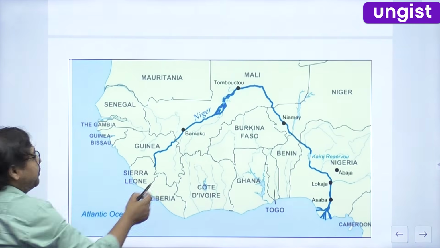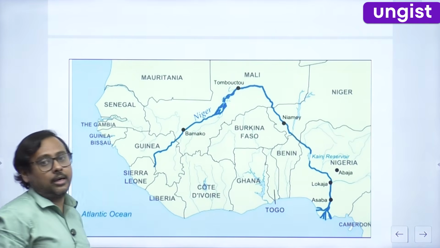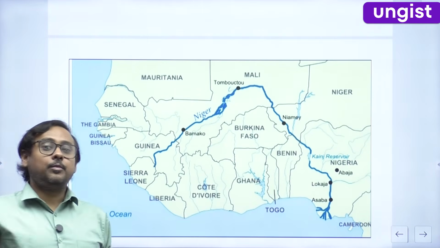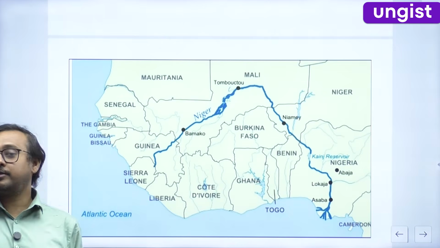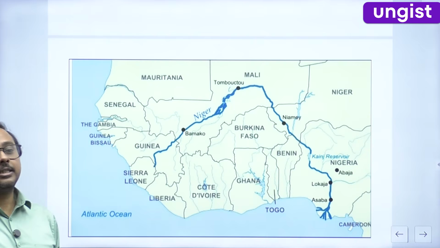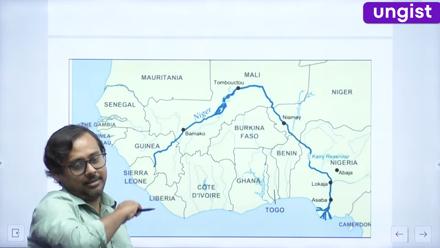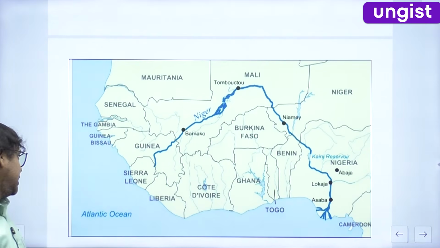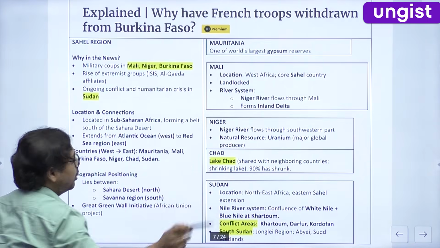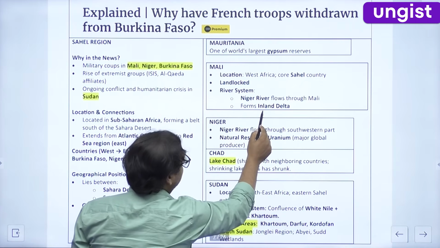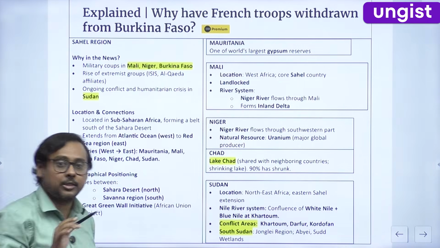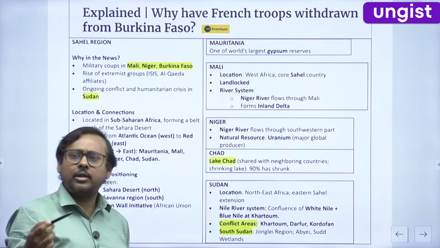This is one of the world's largest wetlands, which is another, the world's largest wetland we have studied in Pantanal wetland. We have studied in which country? Brazil. Okay, fine. So we will not forget Mali. Most famous, Niger River flows through it. Most important is it forms one of the largest wetlands, one of the largest inland deltas.